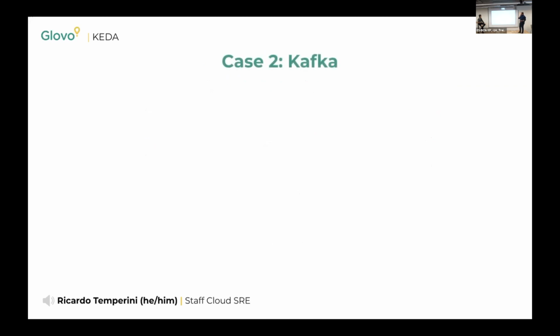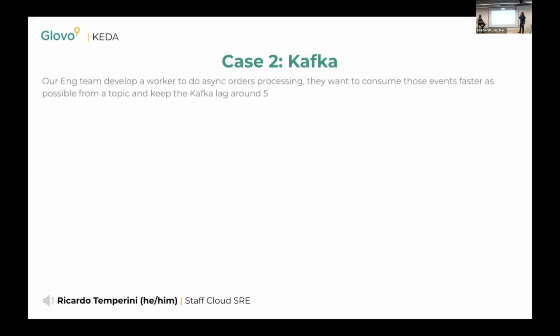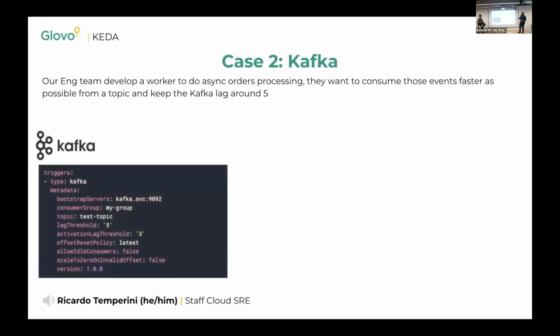Now, the idea here is to showcase a few use cases just to understand how Keda works with different types of triggers or scalers. Let's say that we have an engineering team that develops a worker that needs to process something asynchronously, and they want to consume all the events as fast as possible and keep the topic in Kafka around 5. So what do we need to do there? We need to define a trigger, right?